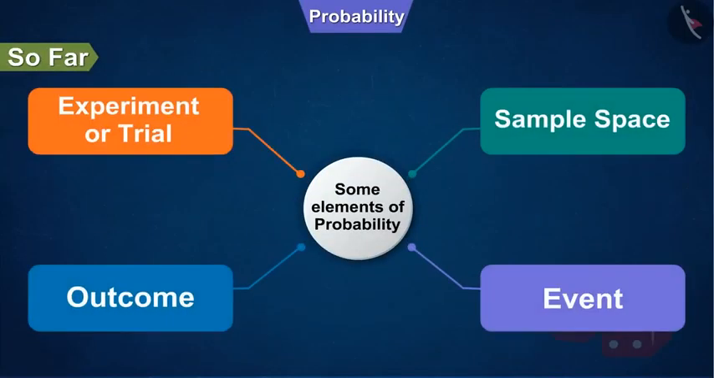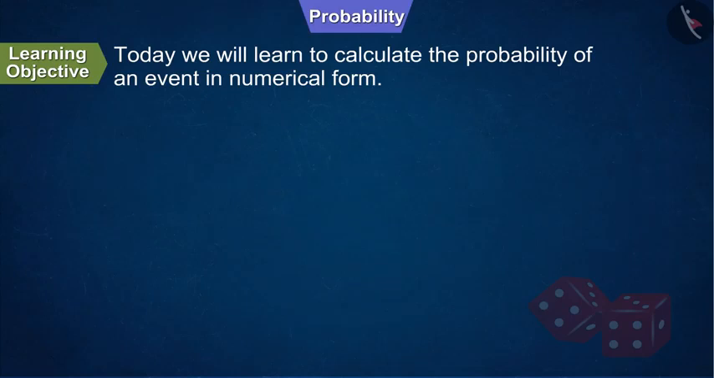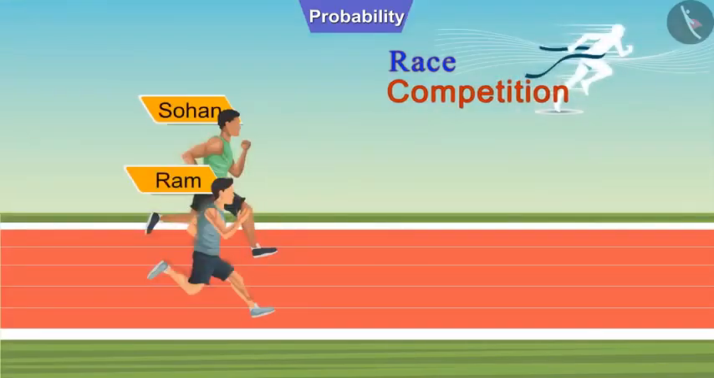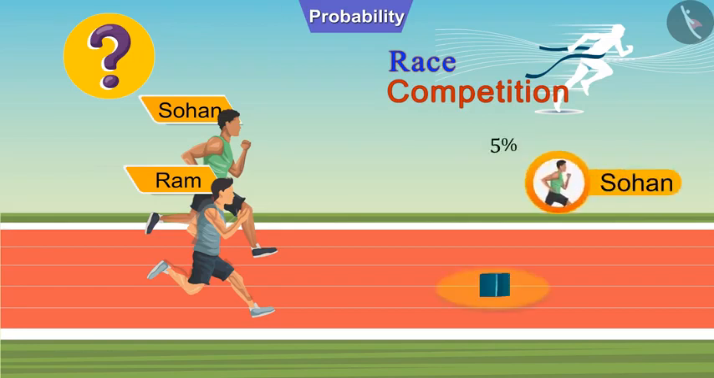In the previous video, we learned about some elements of probability. Today, we will learn to calculate the probability of an event in numerical form. Ram and Sohan participated in a race competition in which these are the only two players. Can you tell what is the probability of Sohan winning in this race competition?